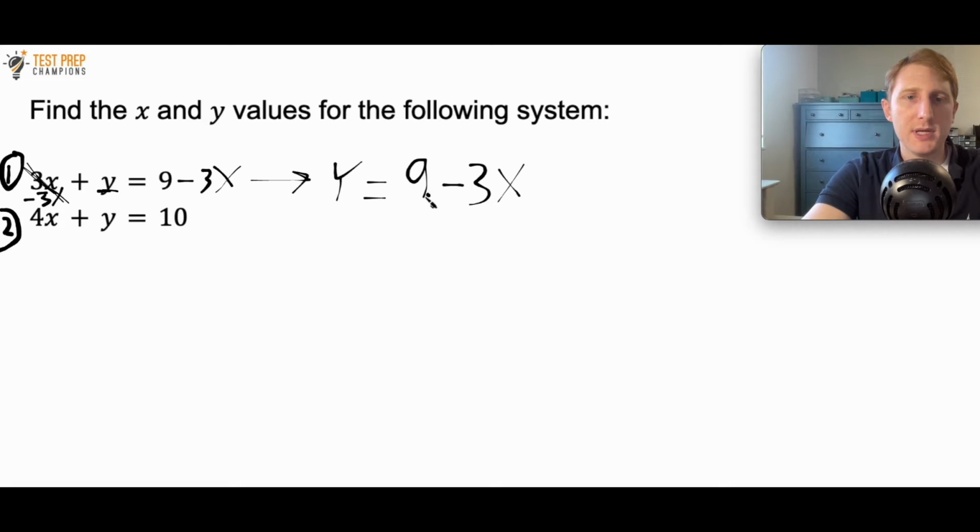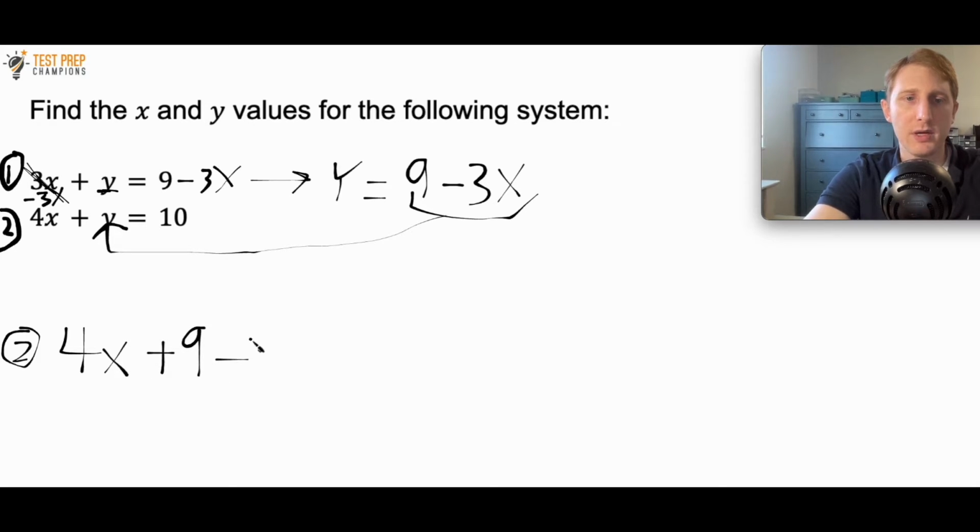So the next step is to take this 9 minus 3x and come down into my second equation, and I'm going to replace y with 9 minus 3x. I'm going to plug 9 minus 3x in for y. In other words, I'm going to take my equation 2 and rewrite it, and instead of writing the letter y, I'm going to write 9 minus 3x. So I write 4x plus 9 minus 3x equals 10.